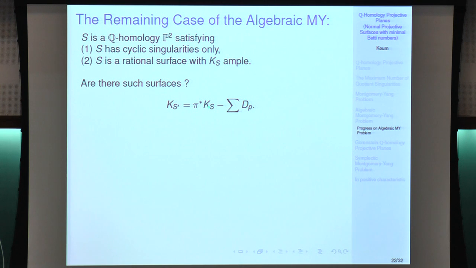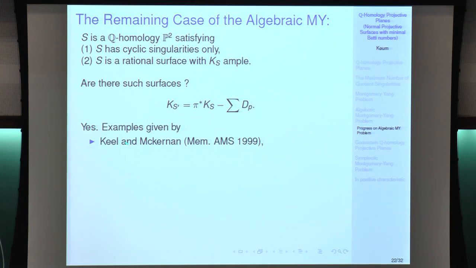This is of course a Q divisor. But this is a rational surface. S prime is a rational surface, so this is not nef. So meaning that this should be rather big, in some sense bigger than this. So you have to find the suitable blow up so that the blowing down curves are in some sense bigger than the canonical class. So the answer is yes.